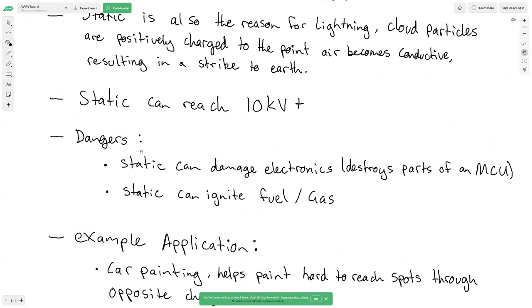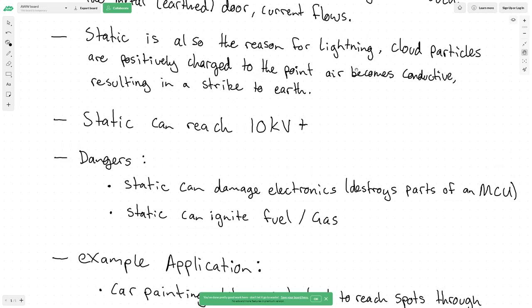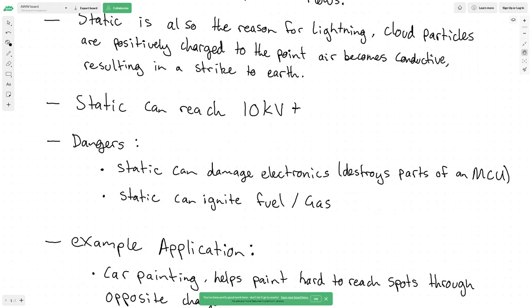The dangers, I didn't actually write down here, obviously there's one danger is lightning. That's, you know, pretty scary. If you get hit by lightning, that's not very good. But two big things. One is you can damage electronics, and I've put in brackets. That's not a very good bracket.